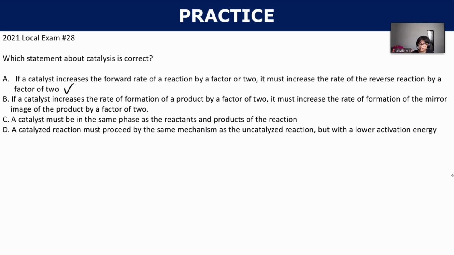B, if a catalyst increases the rate of formation of a product by a factor of 2, it must increase the rate of formation of a mirror image of the product by a factor of 2. That just doesn't make sense. It's one of those kind of dumb answers, or your kind of guess answers. C, a catalyst must be in the same phase as the reactants and the products of the reaction. That's not true. That's only true for homogeneous catalysts, but you can also have heterogeneous catalysts. So C does not make sense.